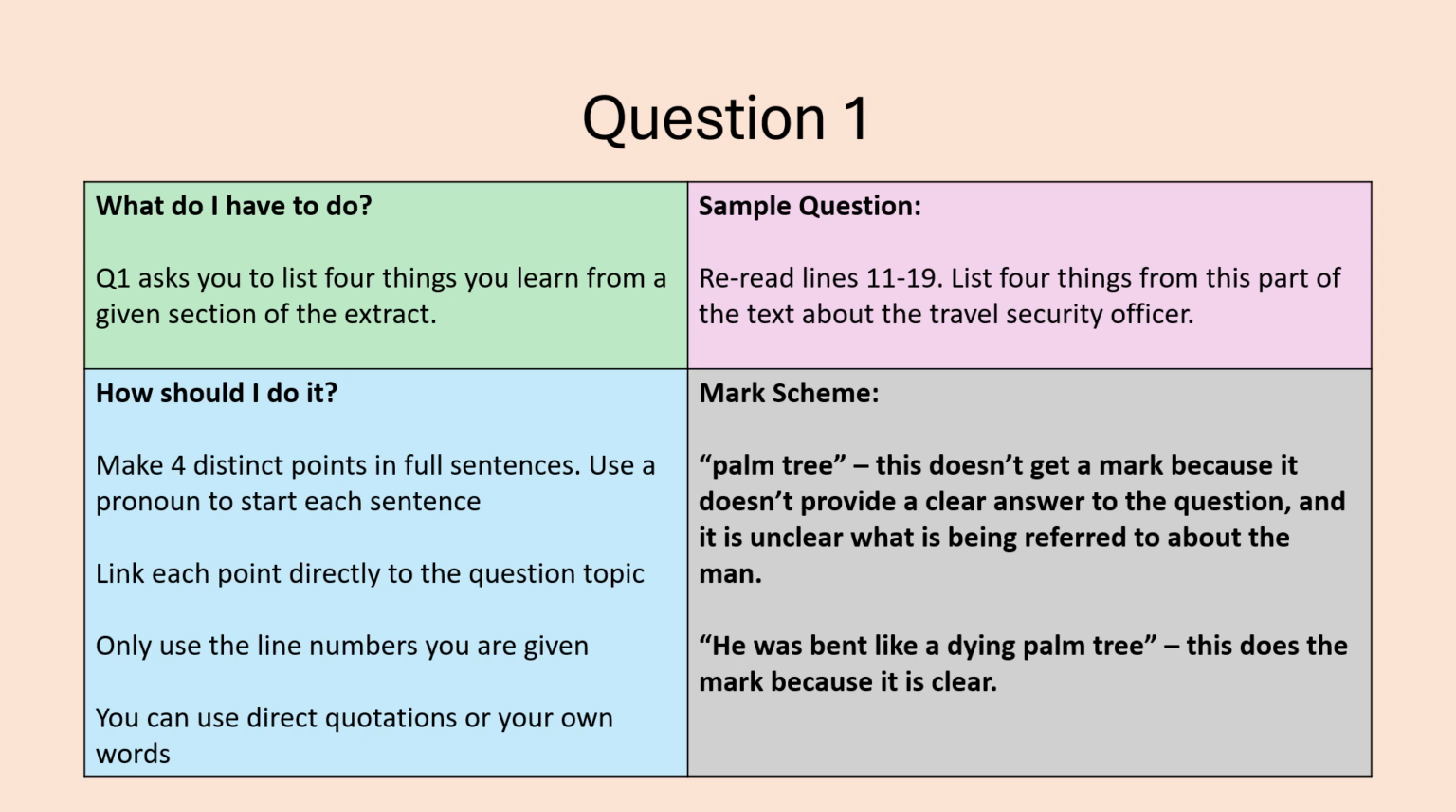A sample task could read: reread lines 1 to 10 of the source and list 4 things from this part of the text about the abandoned child.